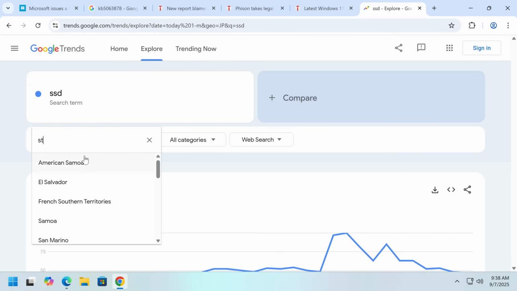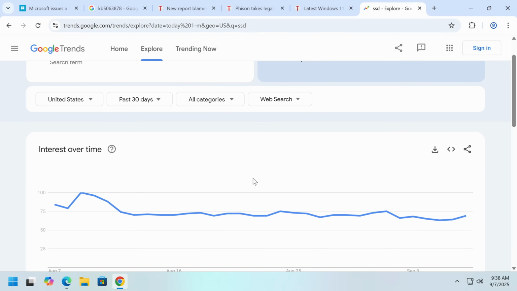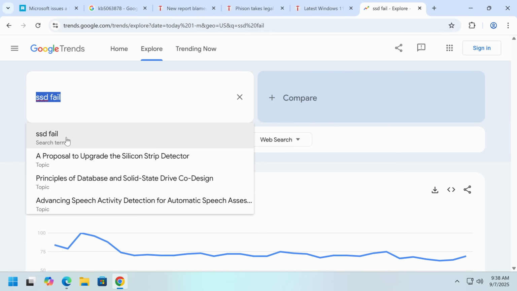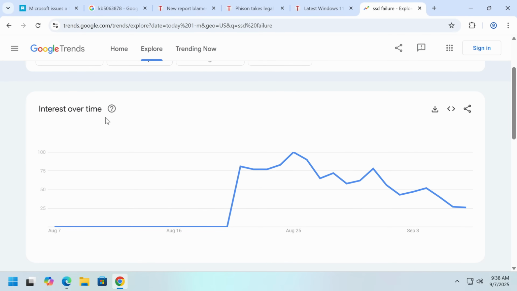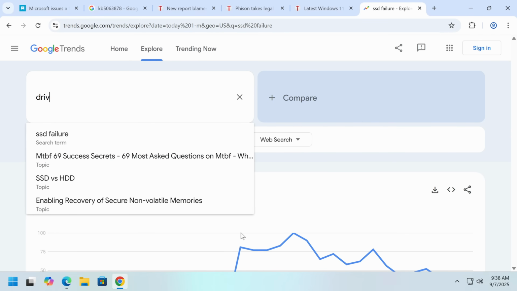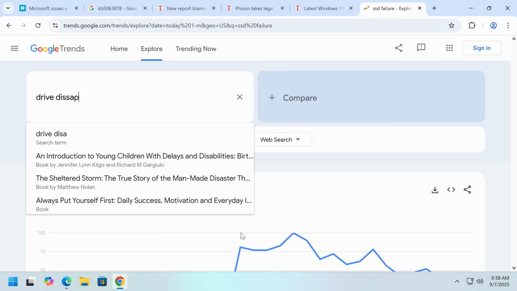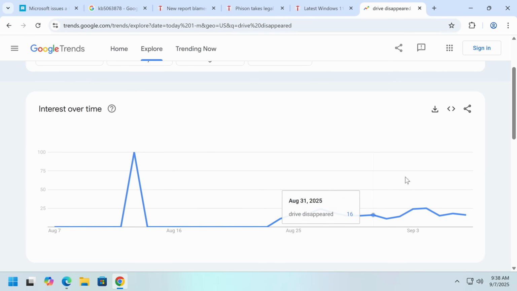Now let's look at other countries, United States, nothing there, but if we do SSD fail, SSD failure, you can see right here there's a spike, but if the update shipped here, you would expect to see more. We could try other searches, like drive disappeared.